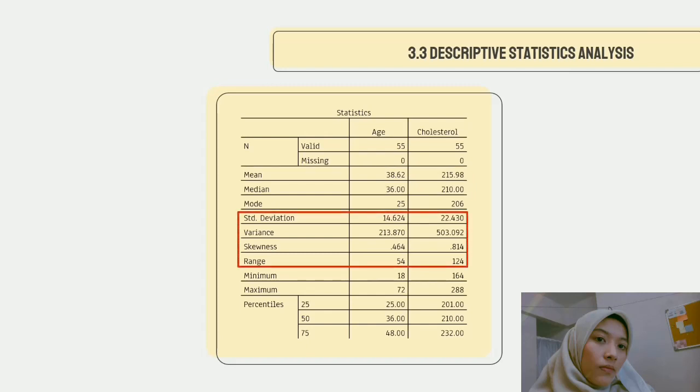From the table, the standard deviation for age is 14.624 years old and for cholesterol is 22.43 mg per dl. The variance for age and cholesterol level are 213.87 and 503.87 respectively. The age range is 54 years old, and for cholesterol level, the range is 124 mg per dl.